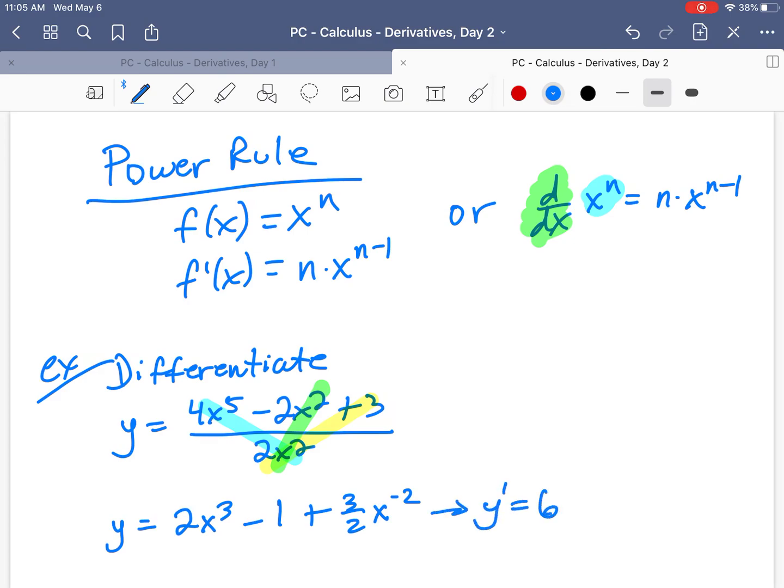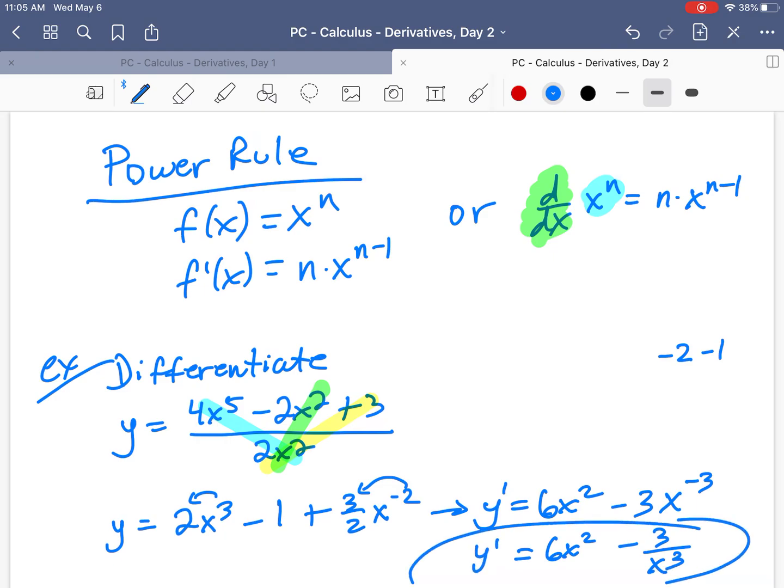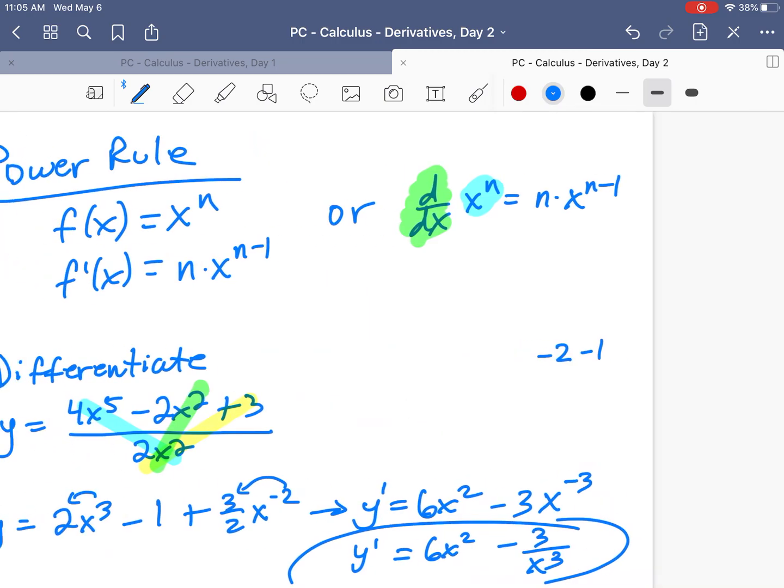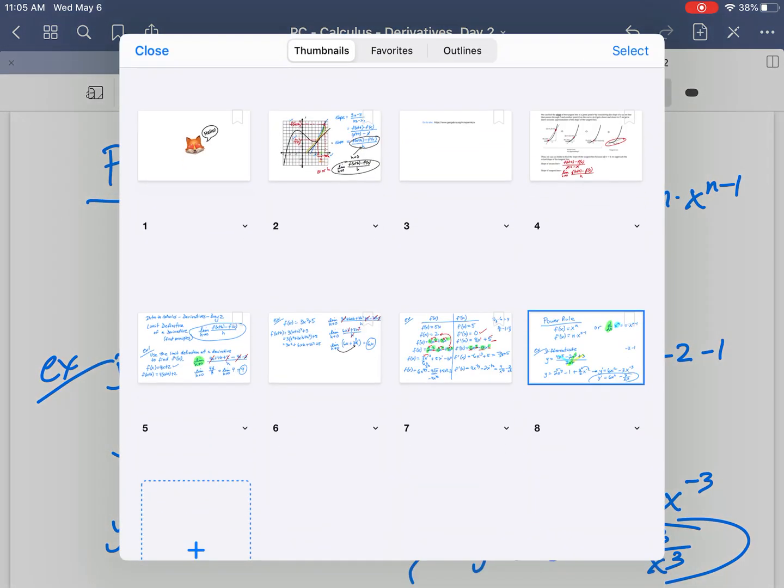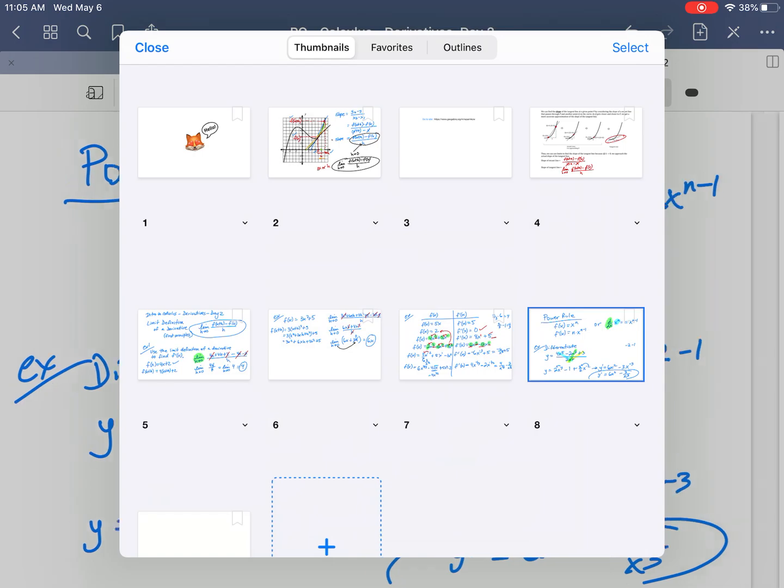So my derivative is 6x squared. Remember, I'm multiplying this and then taking 1 away. The 1 goes away because it is a constant. And the last piece, I'm doing negative 2 times 3 over 2, so I would get negative 3 x to the negative 2. I have to take 1 away, so that would be negative 3. So if I had to write this properly, I would write 6x squared minus 3 over x to the third, which is how MathSpace wants you to write it. Ultimately, it doesn't really matter. All right, a couple more examples, and then we're all done.